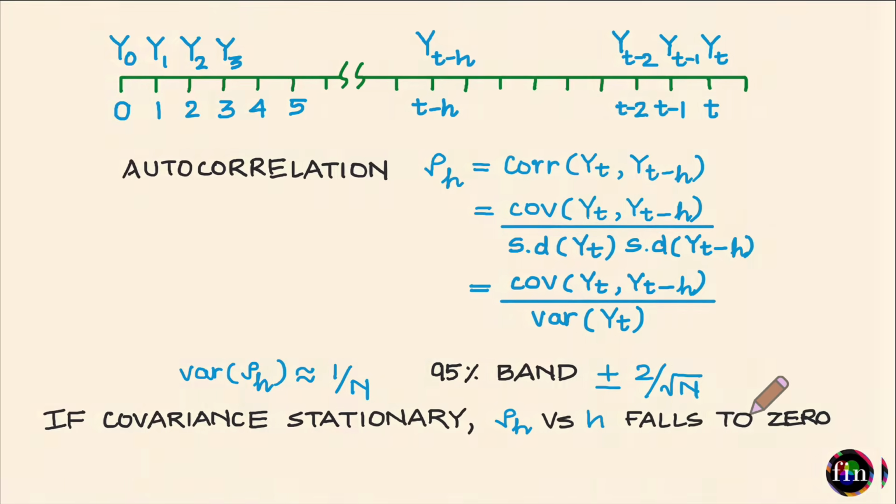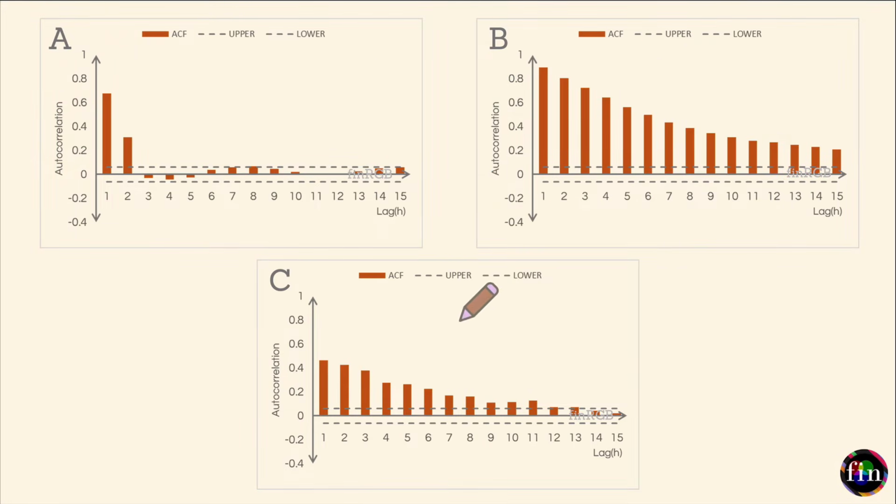Let's come back to the task at hand. First and foremost, I want you to observe that for each of these three correlograms, the autocorrelation is indeed decaying down to 0 as the lag h keeps increasing. So this tells me that the time series behind each of these three correlograms are indeed covariance stationary.